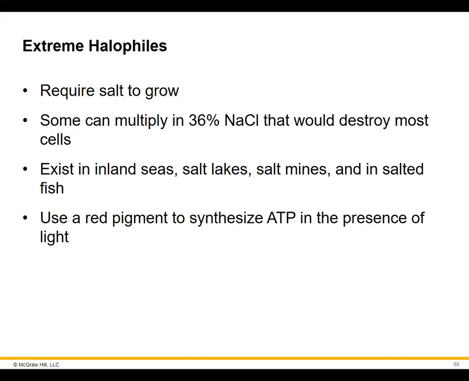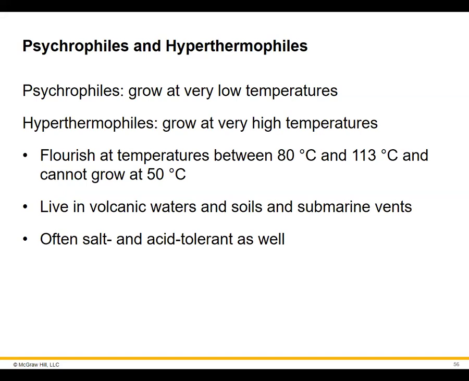And they have that pigment for photosynthesis, essentially their version of photosynthesis. Pretty cool stuff. I guess they're cool. They're weird. Psychrophiles is the term for the guys that grow at really low temperatures, and hyperthermophiles, the really high temperatures. They can live at temperatures above boiling.